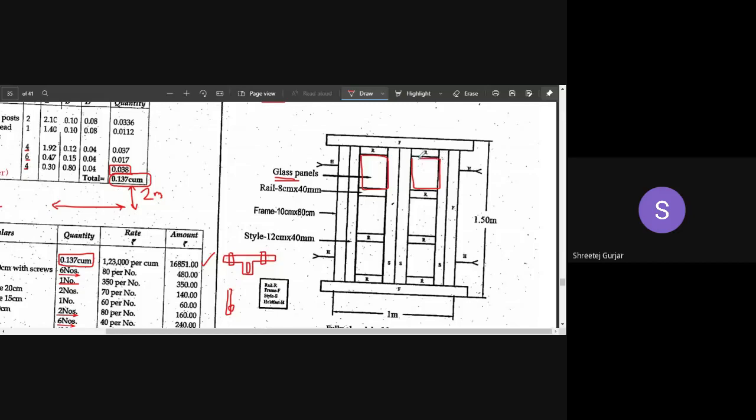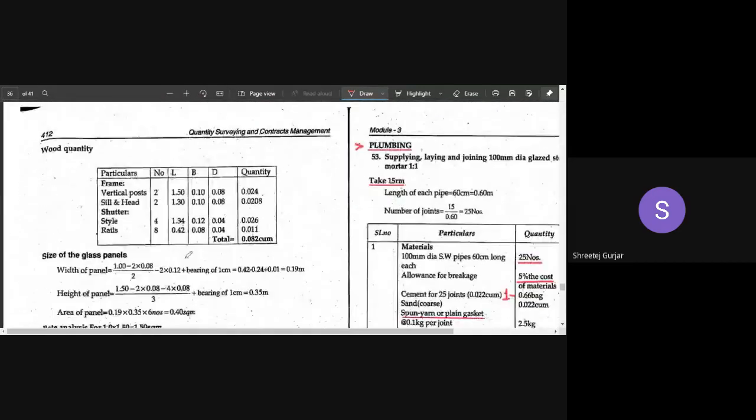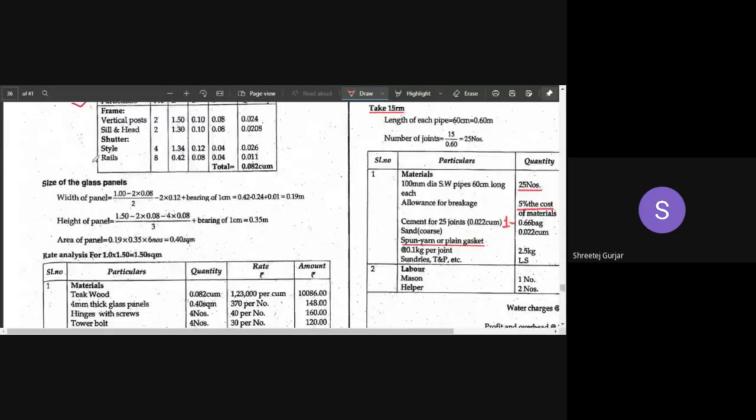So make sure you keep this glass panel quantity separately and do not add that in the woodwork quantity. Okay, so the remaining things you can calculate similarly as we have done previously. You can calculate the length, breadth, and depth or the thickness of the members. All the members you have to write down, make a table, and then make the estimation. Right, we have to prepare this quantity of woodwork table.